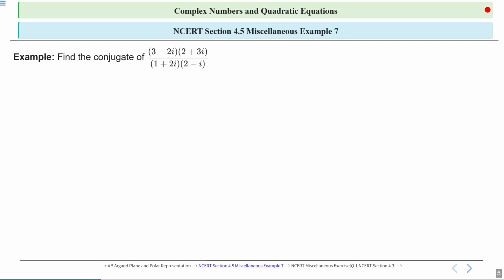Now let's look at the example 7. In this example, we have to find the conjugate of (3 minus 2 iota)(2 plus 3 iota) divided by (1 plus 2 iota)(2 minus iota). Here iota is the imaginary unit, which means iota square equals minus 1. The conjugate of a complex number a plus b iota is a minus b iota. So we will work through this step by step.